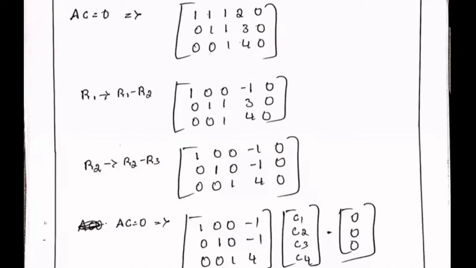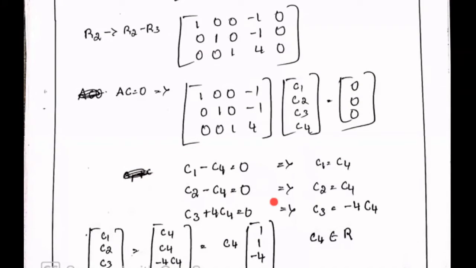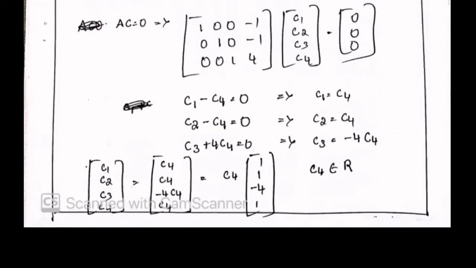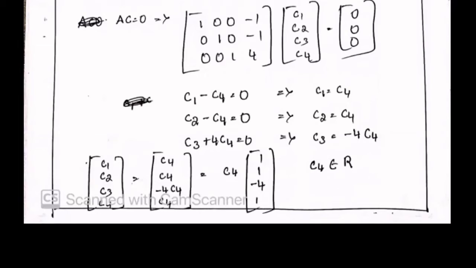Now you try to express it in augmented matrix format. You got C1 is equal to C4. From this equation, C2 is equal to C4 expressed in terms of C4. C3 is 4 minus 4 C4, whereas C4 is C4 only.